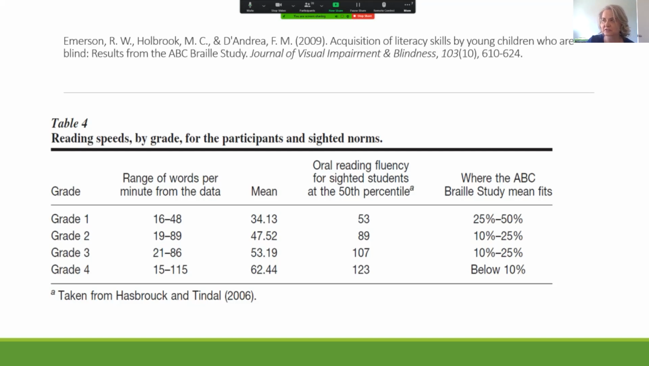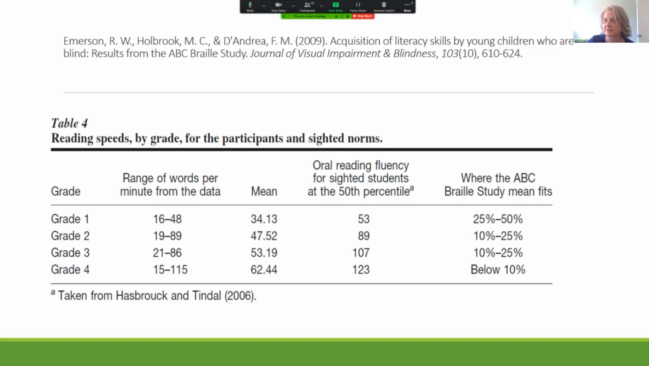So this is an article taken from the ABC Braille study. This particular paper was by Rob Wall Emerson, Kay Holbrook, and Frances Mary DeAndrea. They took reading speeds from Hasbrook and Tyndall, published in 2006. To be completely honest, I'm not exactly sure why they used Hasbrook and Tyndall as their reference. I think it had something to do with the way the data was spaced out over time, like we did with ABC Braille, that made it a nice comparison.